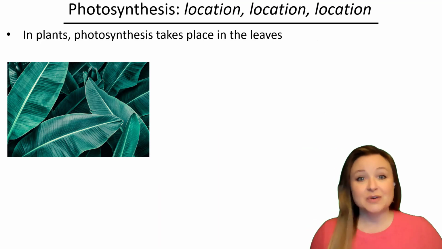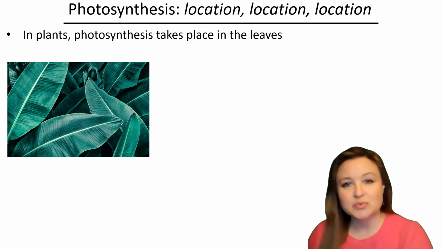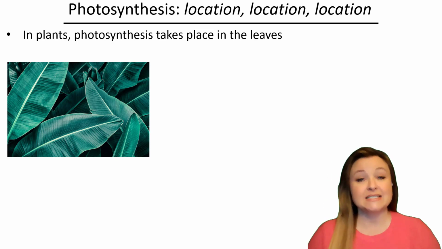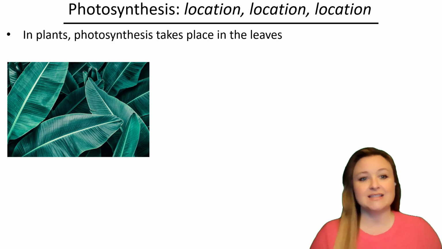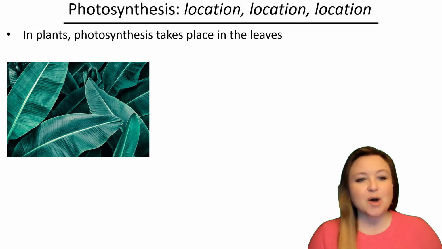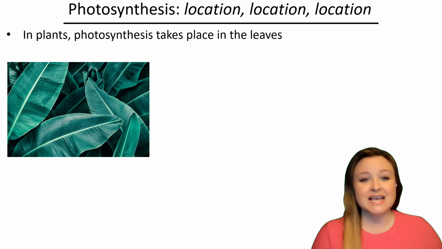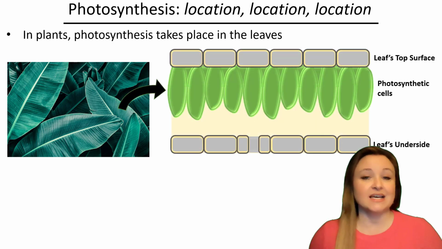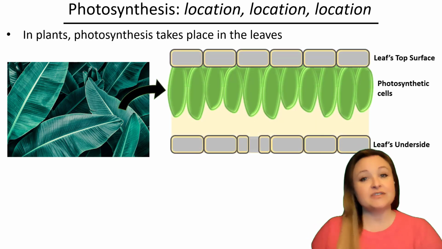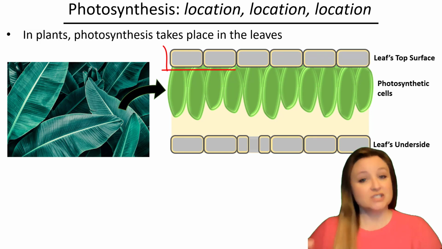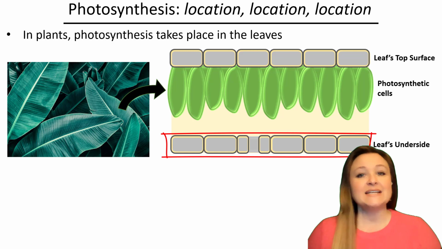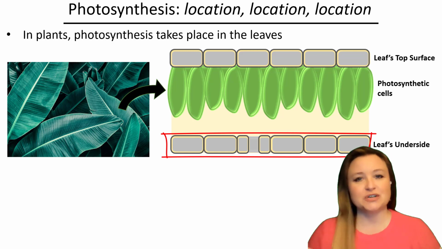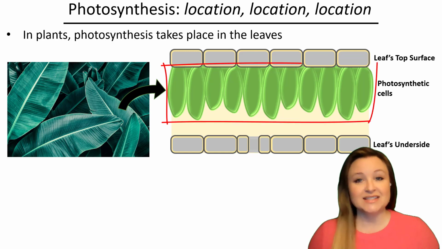Well, in plants, photosynthesis takes place in the leaves, okay? So not in the roots, not in the stems. It takes place in any green locations within the plant, and that includes primarily the leaves. Now, if we were to snip off a little piece of one of these leaves and look at a cross section of it, we'd find that there's different parts of the leaf. There's the top surface of the leaf, and there's the bottom surface of the leaf. And located near the top surface are cells that undergo photosynthesis.